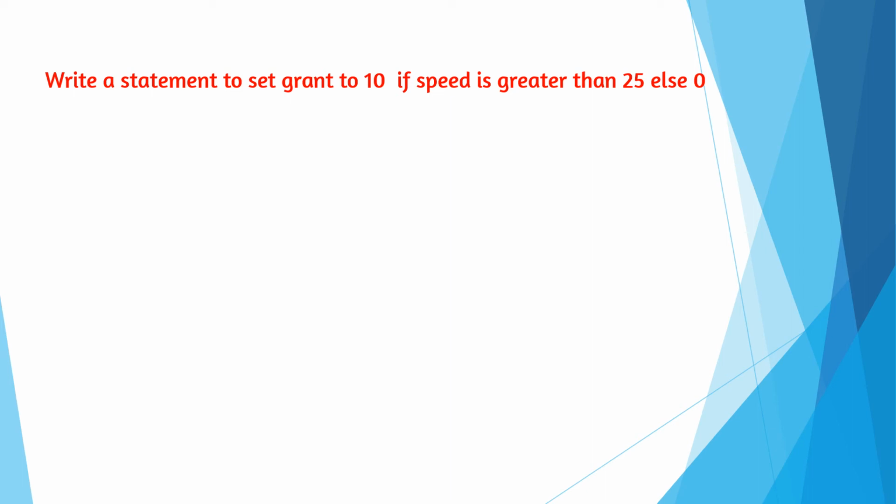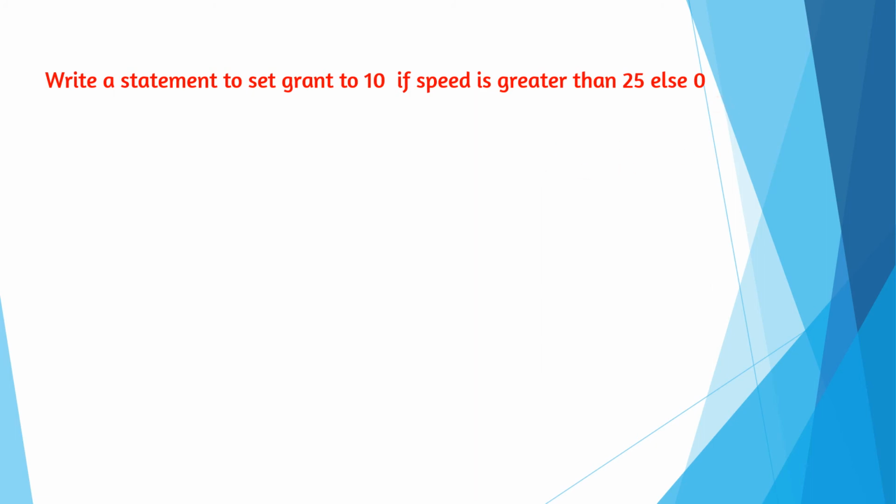When you get a question like this, first of all analyze the question: see what the condition is, what will happen if the condition is true, what will happen if it is false, and find the variable names. Here the condition is whether speed is greater than 25 or not. If it is greater than 25, 10 will be stored in the variable grand. Grand is the variable and speed is also a variable name. So 10 will be stored in grand, otherwise 0 will be stored in grand.